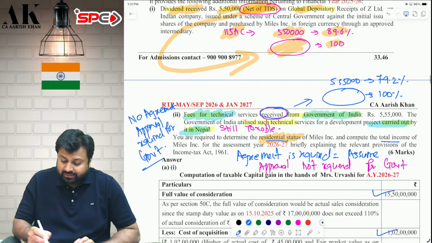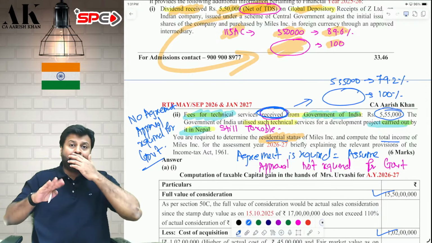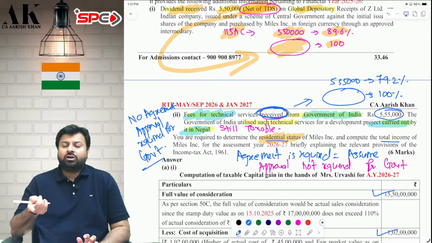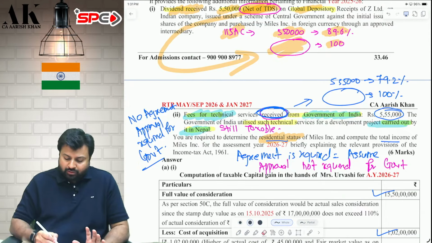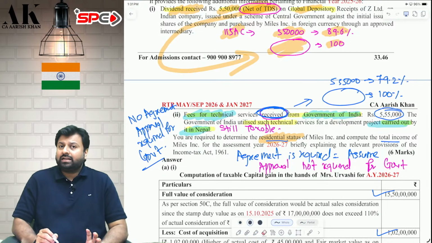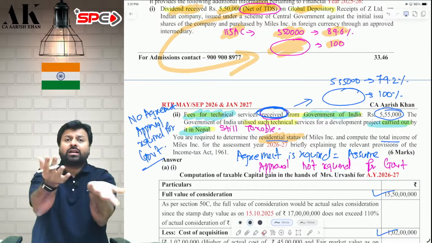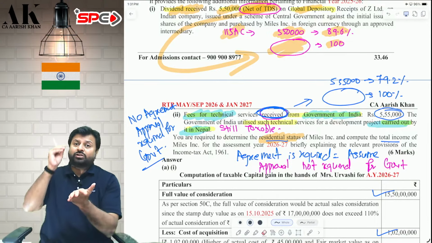Now, second thing, here also 5,55,000 is received. So you have to gross up. But how much gross up? What should be the tax rate? Should I take this under 115A or under the normal provisions? See, you have to take a view, because in the question it is not written that the agreement is approved by the central government. But approval is not required in case of central government. That is also another catch.